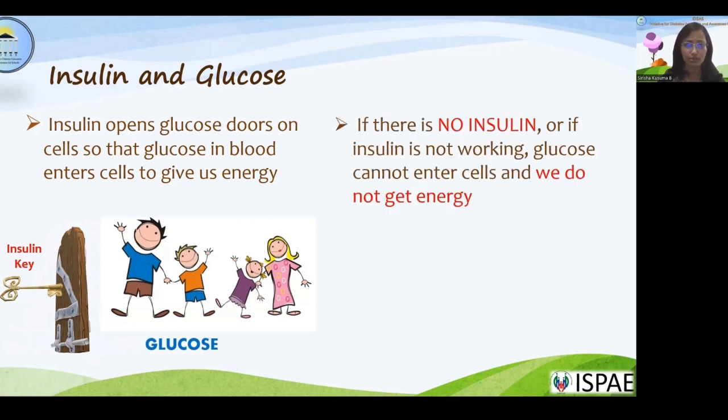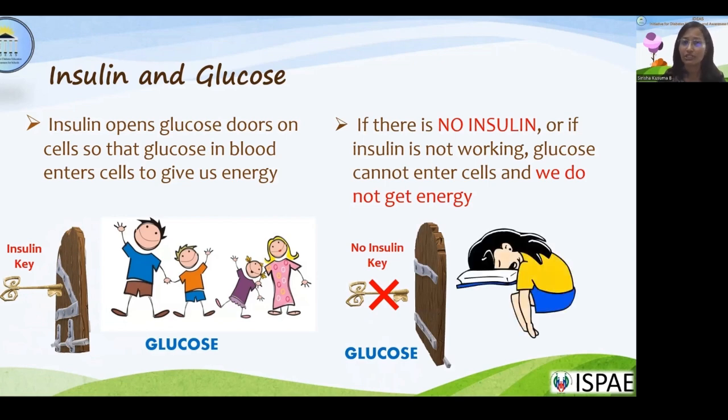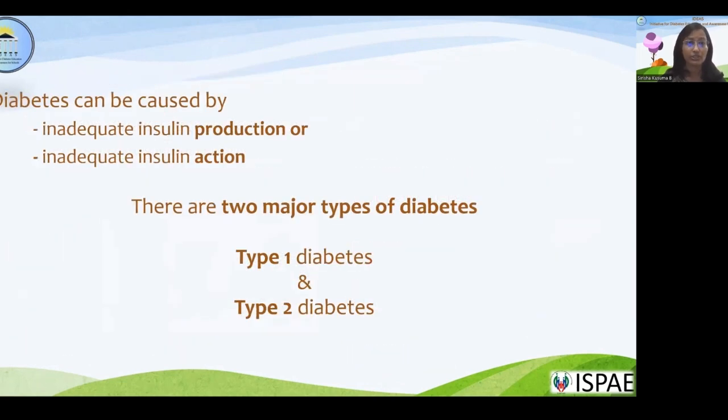What if there is no insulin? Or what if there is insulin but it is not working properly? Then the glucose cannot enter the cells because the doors are locked. There is no key to open the door. So the cells do not get energy. So there is a lot of glucose in the blood, but it's not entering the cells. What happens is the blood glucose levels rise, but the cells go down without energy. So this particular state, to reiterate, can be caused by inadequate insulin production or inadequate insulin action.